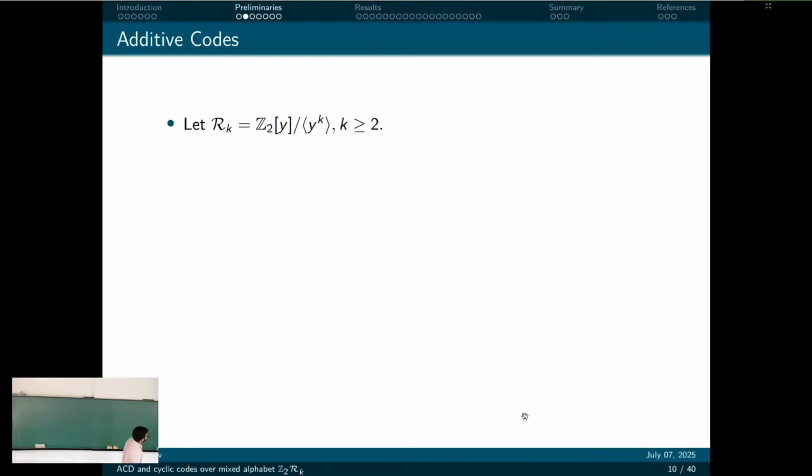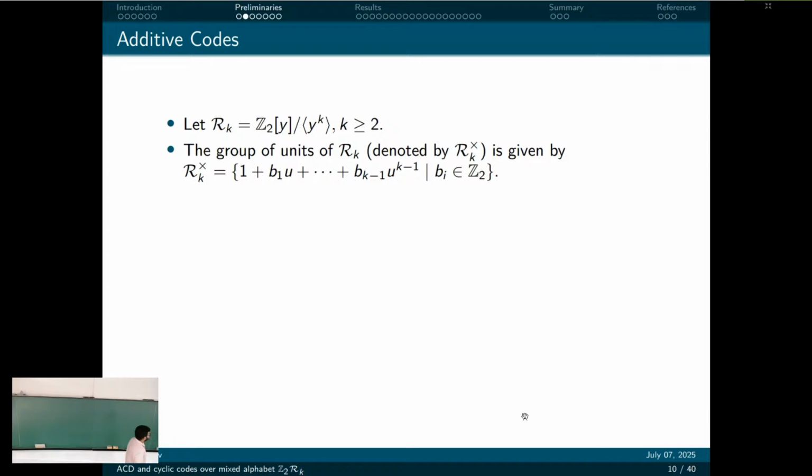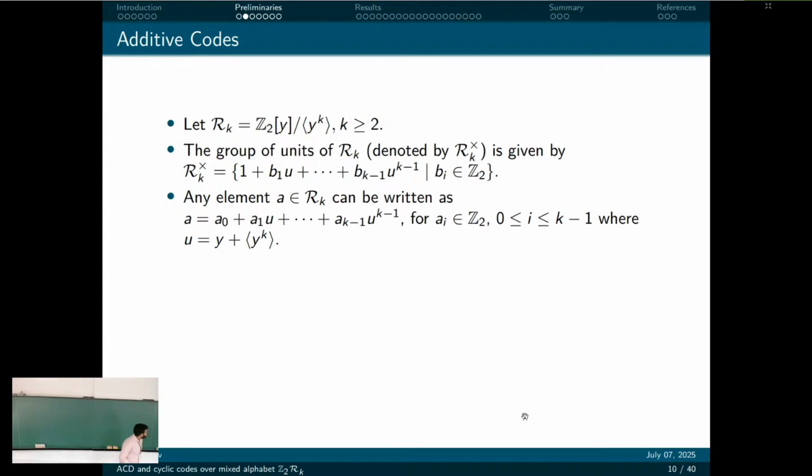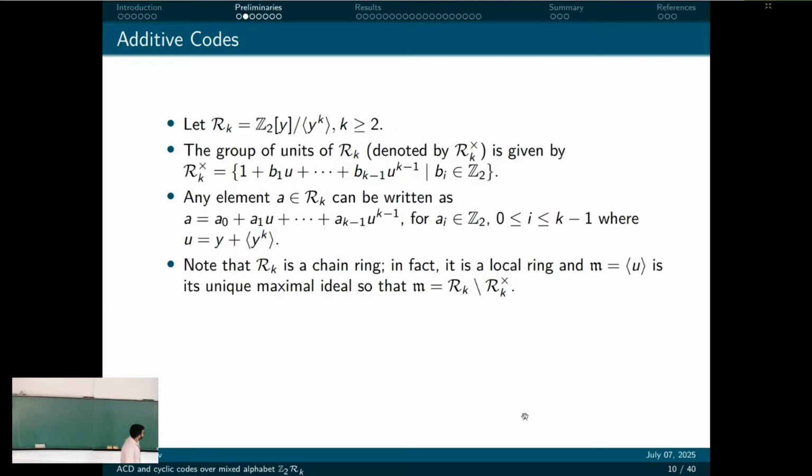Throughout this talk, Rk is the quotient ring Z2[y] over y^k, where k is greater than or equal to 2. The unit group of Rk is denoted by Rk star, and it is the collection of these types of elements. Any element a in Rk can be written as a = a0 + a1u + and so on up to a_{k-1}u^{k-1}, where all these a_i belong to Z2 and u is the coset of y. We can see that this Rk is a chain ring and also a local ring with the unique maximal ideal M, which is generated by u.